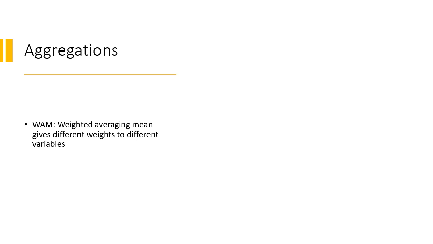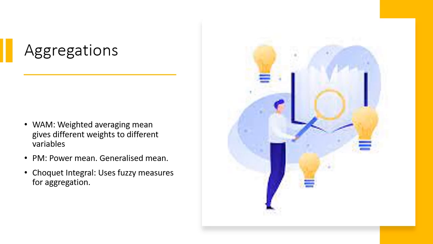We have used 3 different aggregation functions in this. The first one is weighted averaging mean, the second one is power mean, and the third one is Choquet integral. Now weighted averaging mean gives different weights to different variables present in the data. Power mean is a more generalized form of that, and Choquet integral uses fuzzy measures to build the aggregation function.